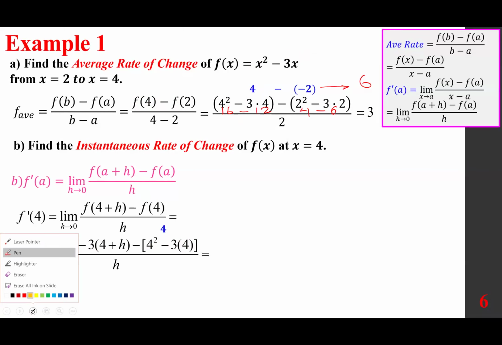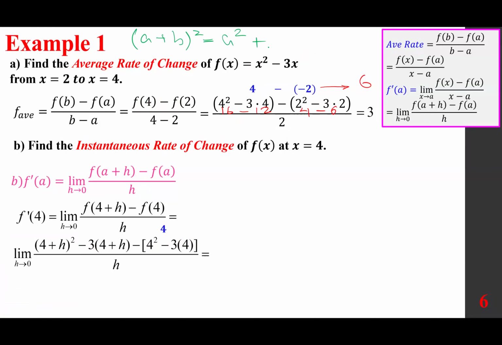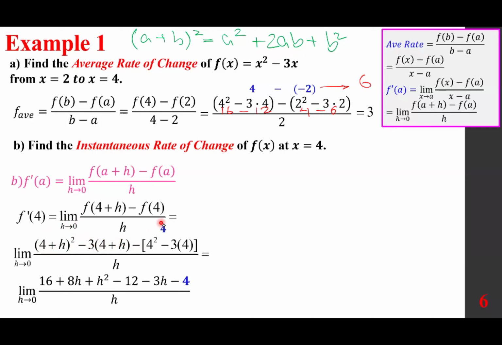When you calculate a plus b squared, you get a squared plus 2ab plus b squared. Please do not miss the middle term. So this is 4 squared, 16, plus 2ab, plus 2 times 4 times h, plus 8h plus h squared. This is simple. Minus 12 minus 3h minus 4. So the numbers 16 and negative 12 and negative 4, they cancel each other, they give us 0. 8h minus 3h, they add up to 5h.